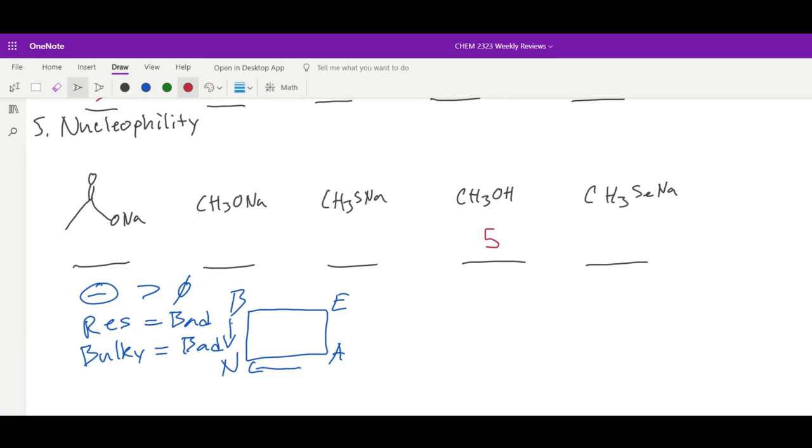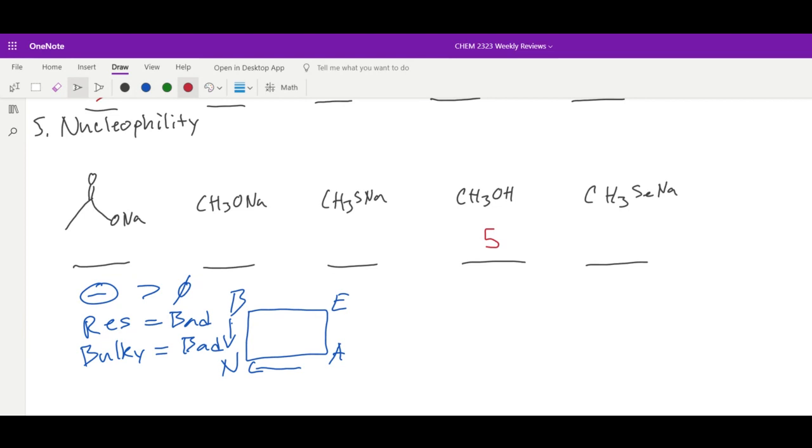Okay. I was gonna say something, I forgot. Yeah. Anyways, so next thing we're gonna look at is they all have sodium. They all have a charge. We're gonna see if they have any resonance. Okay.